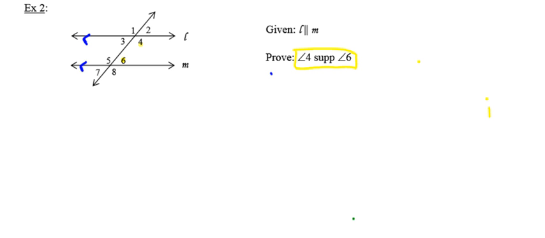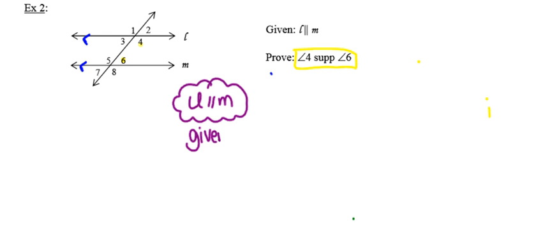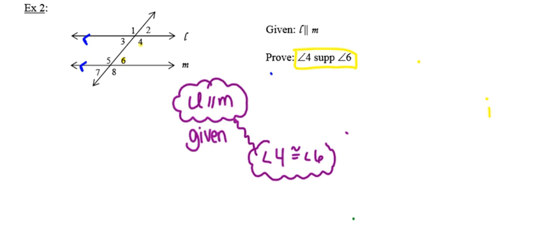So I'm going to start out by talking about those lines that are given to me to be parallel. And on your paper too, you're going to write that given statement and enclose it, and then write the reason you know it's a true statement underneath. And because those lines are parallel, we know that all sorts of special angle relationships exist. The one that we want to talk about in our proof today is the one about angles 4 and 6 being supplementary. So that's the one that I'm going to write about. I know that angle 4 is supplementary to angle 6.